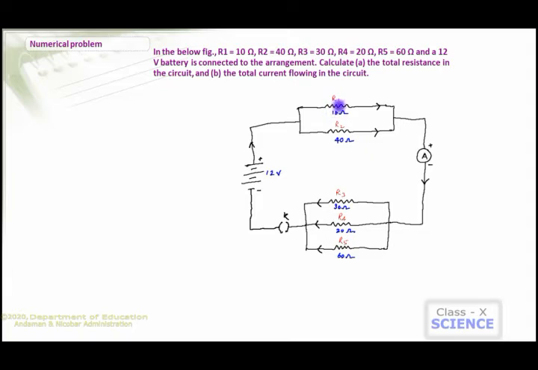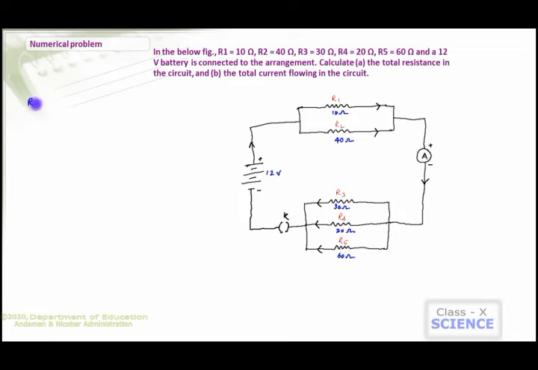One is R1 and R2 are arranged in parallel. Similarly, R3, R4 and R5 are arranged in parallel. But R1, R2 and R3, R4, R5 together are in serial combination. Once we find the resistance of these parallel combinations, then we can easily find the resistance in serial combination. Let us find the parallel combination first.